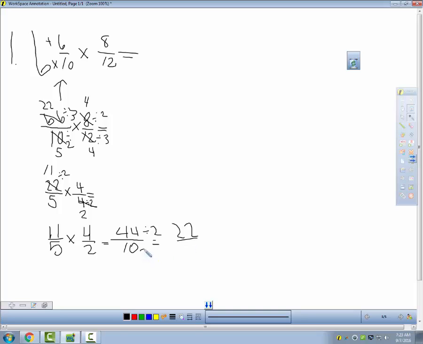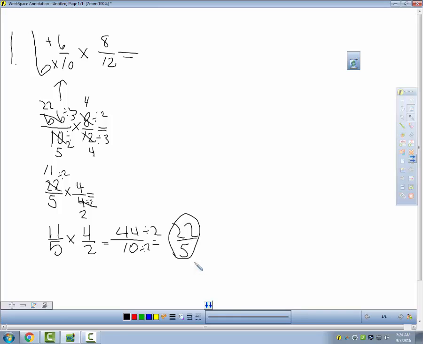And then if we divide the bottom, because whatever you do to the numerator, you have to do to the denominator when you're working with fractions. So whatever you do to the top, you have to do to the bottom. So 10 divided by 2 would give us 5. Okay? And then that would be my answer.